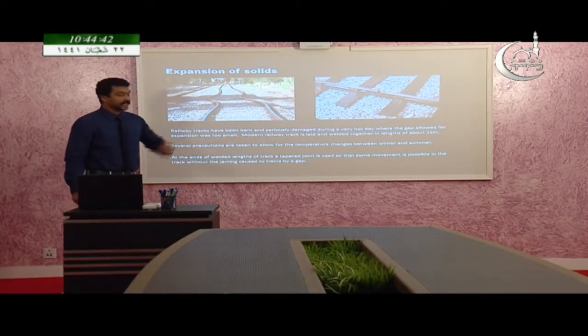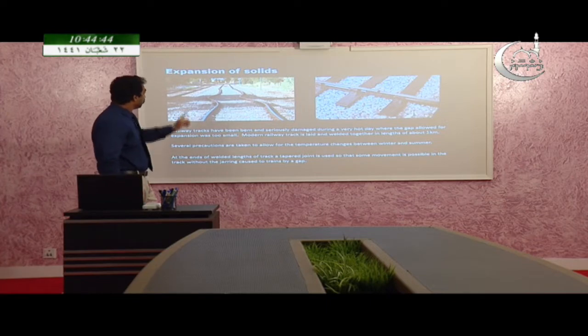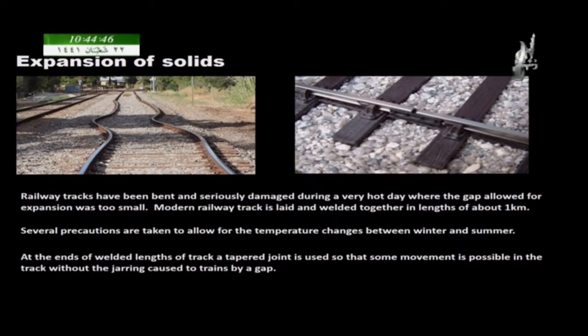Then the other case, expansion in solids, same concept. The first one is a damaged railway track. The second one is the prevention of that. See, railway tracks have been bent and seriously damaged on hot days where the gaps allowed for expansion were too small.